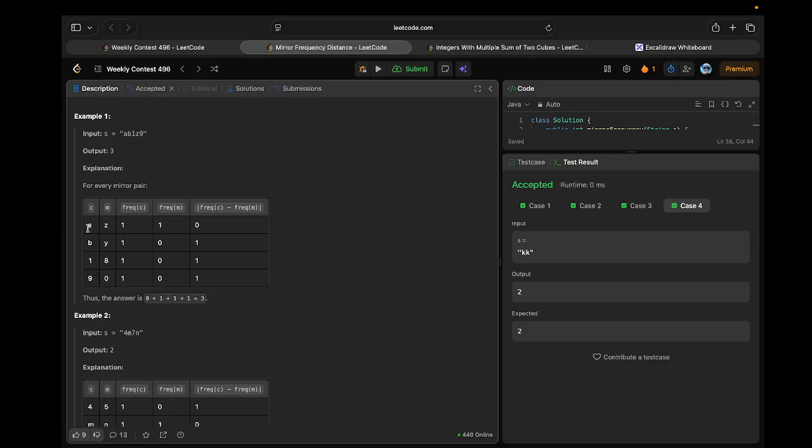So if you see, a's mirror character is z and the frequency of both of them is 1, so it becomes 0. For b the mirror character is y, b's frequency is 1, but we don't have y, right? So we simply add 1 to our answer. Same case for 1: the mirror character is 8, the frequency of 1 is 1, but there is no 8, so the frequency of 1 is going to be added. So this is what we have to achieve.